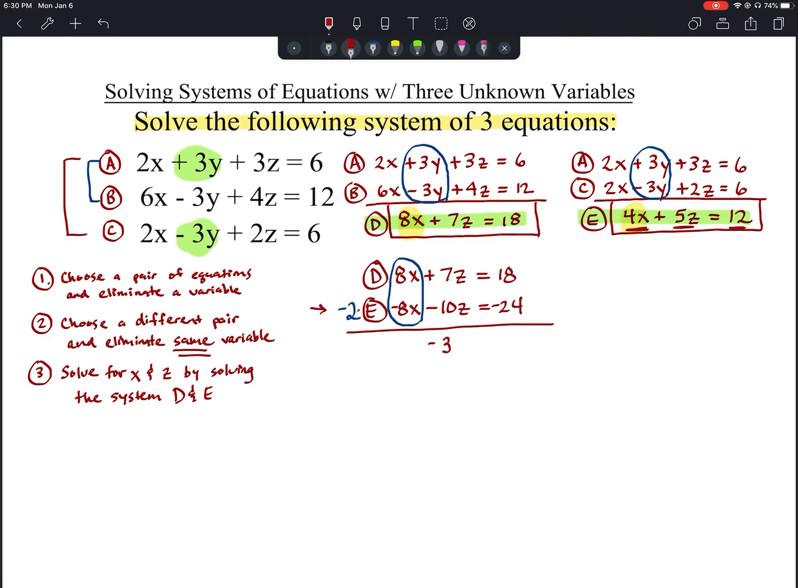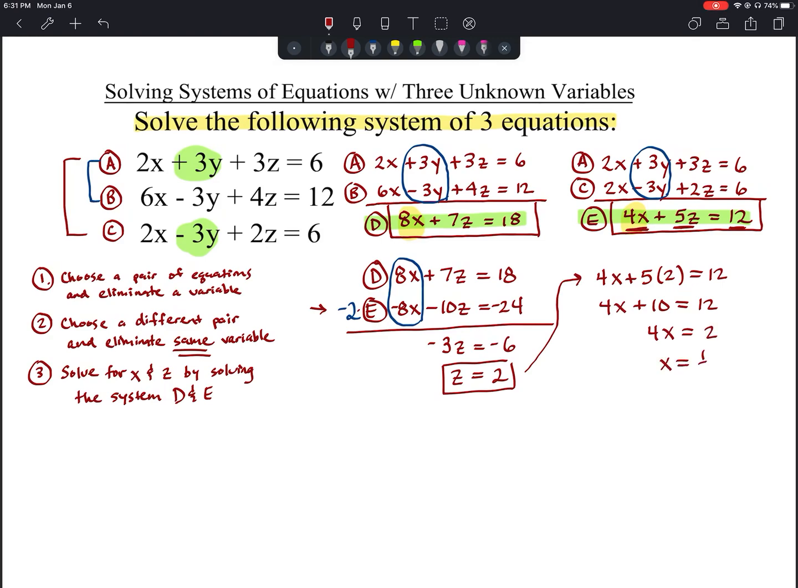So what I end up with here is -3z is equal to -6, so our z is going to equal 2. Now we'll take that 2 and substitute it right back into D or E to figure out what x is. It's your call which one you use. I'm going to use E here. So 4x plus 5 times 2 is equal to 12. So 4x is equal to 2, so x is going to equal 1/2.